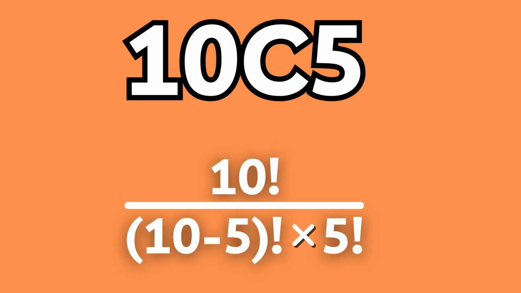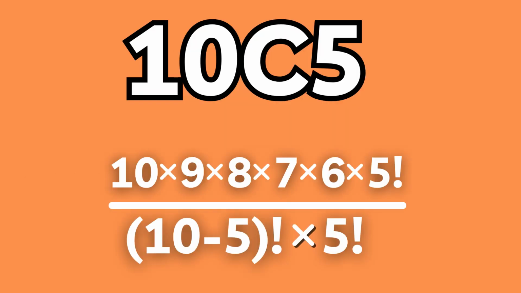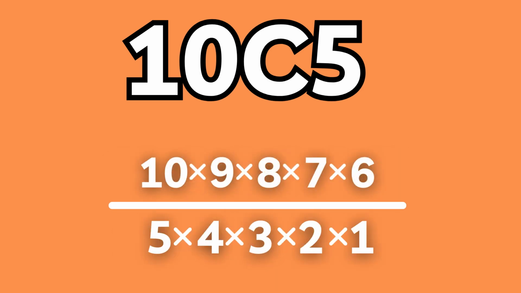So 10 choose 5 is written out as 10! divided by (10 minus 5)! times 5!. In case you are not familiar with exclamation marks in your equations, it's just a factorial and it is quite simple to use. So in this example, 10! is the same as 10 times 9 times 8 times 7 and so on, all the way to times 1. This means that we can simplify the equation further like so. Don't worry, this was the hardest part.